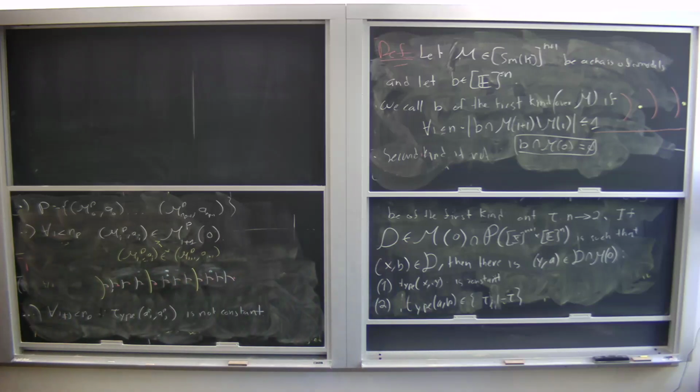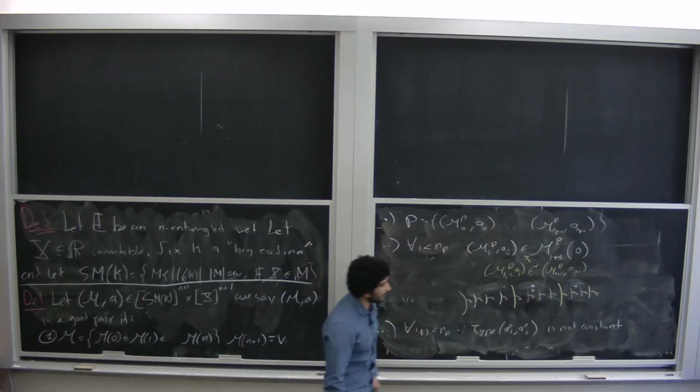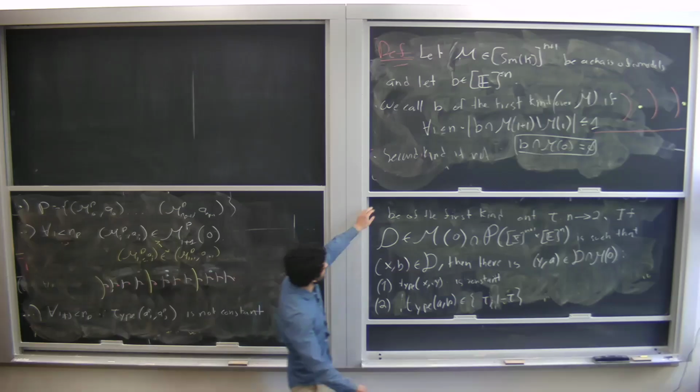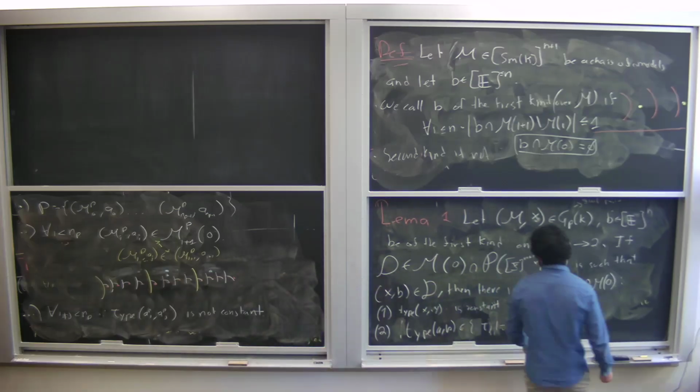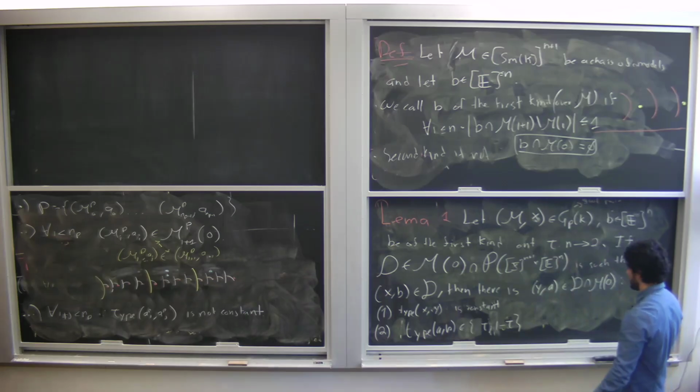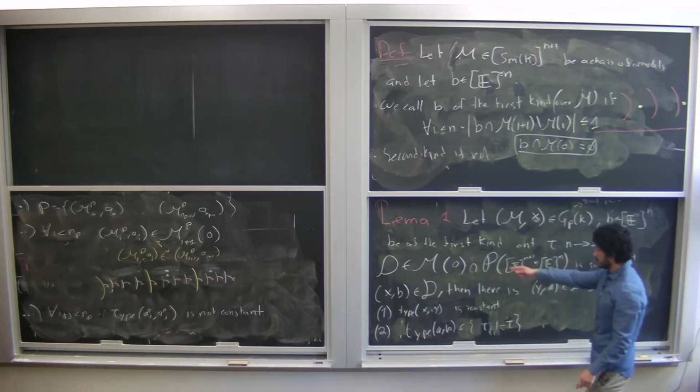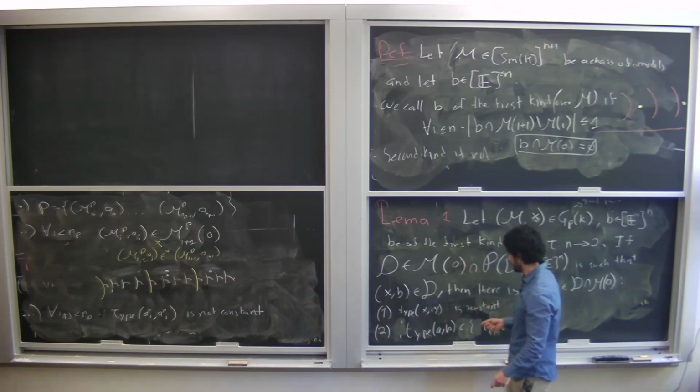Now, in case that the point B is of the second kind, then we will be able to apply this lemma, but actually getting tau.